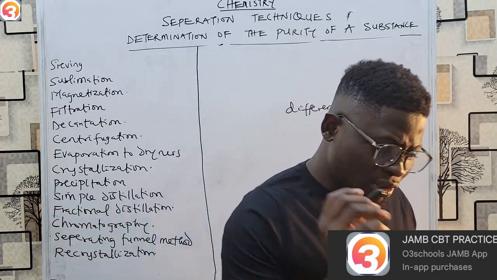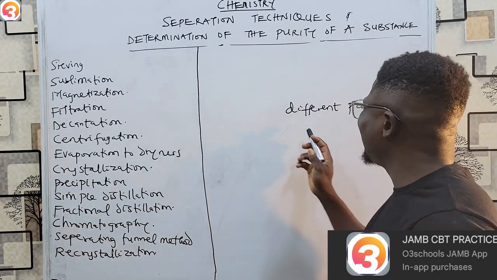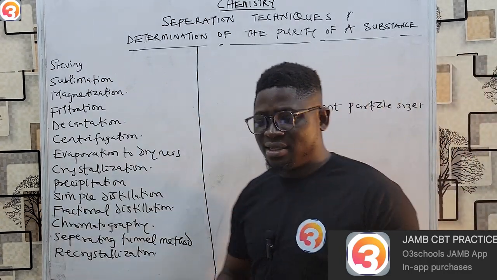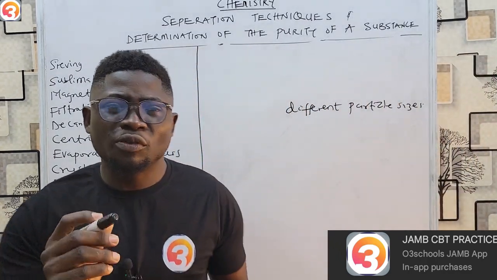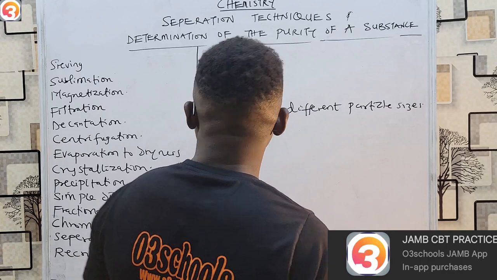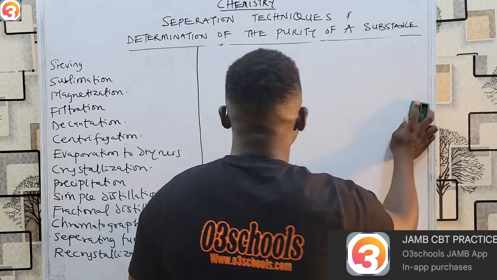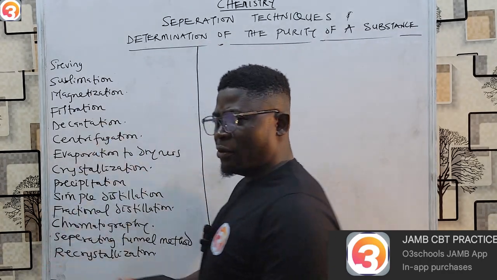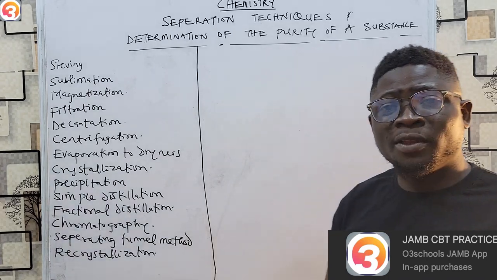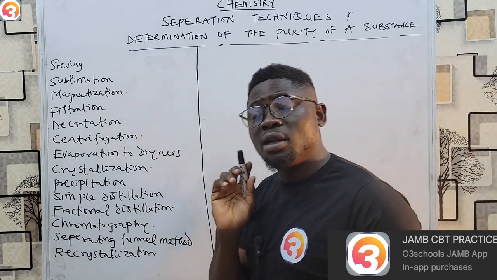Sieving is used for what? To separate mixtures of different particle sizes. And if we have seen sieving, we'll go to sublimation. When we were doing changes in matter, we talked about sublimation.